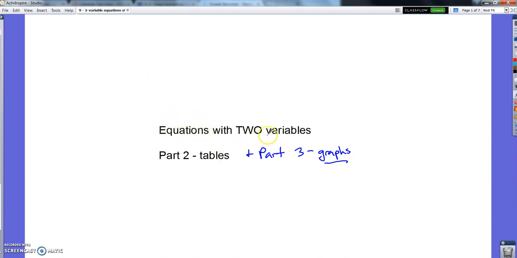We did equations with two variables. We already did part 2, tables, the other day, so I want to go back to our same examples today and do part 3, which is graphs. So if you do not have this written down, go ahead and open it up and give yourself a title. If you do, go find this page and just mark it with your pencil and close it back up.